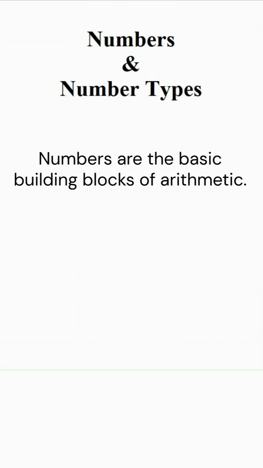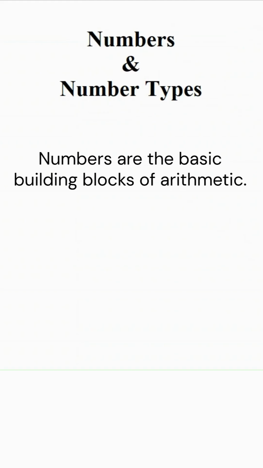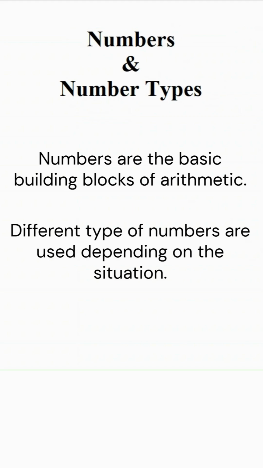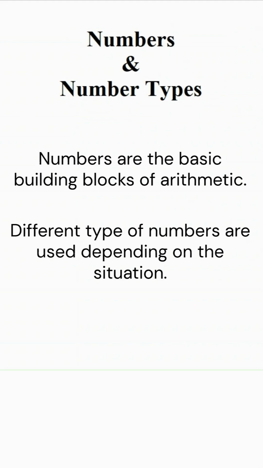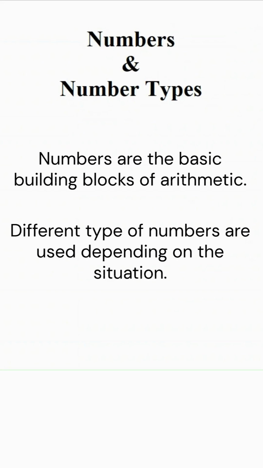So, numbers are the basic building blocks of arithmetic. Different types of numbers are used depending on the situation. So I'll be taking us through all the different types of numbers. Our first number type is the natural numbers.